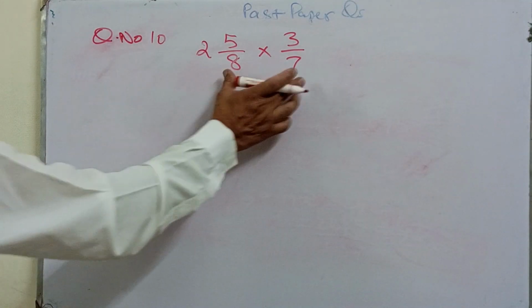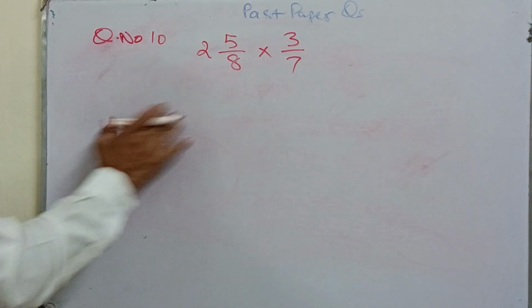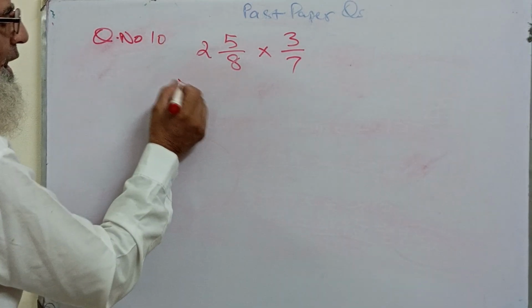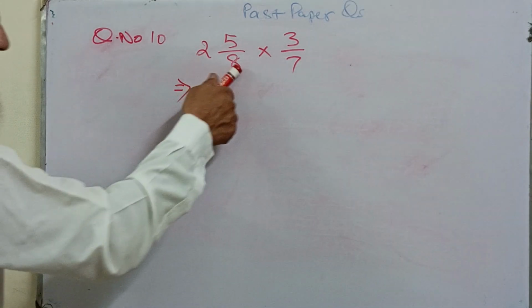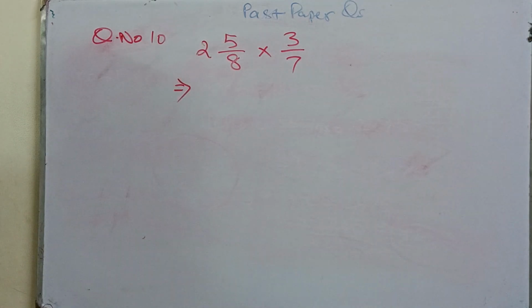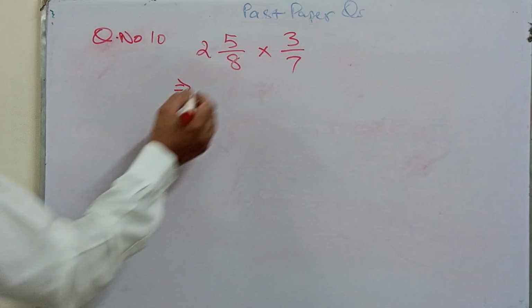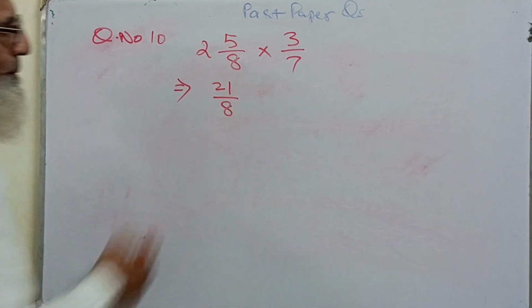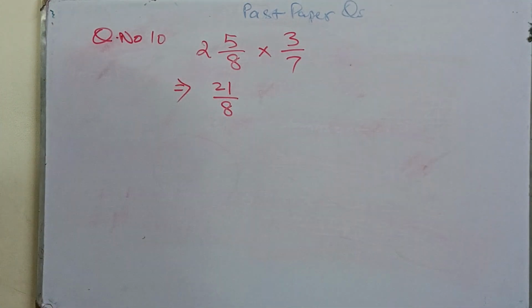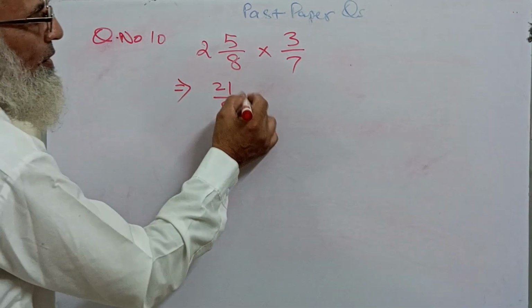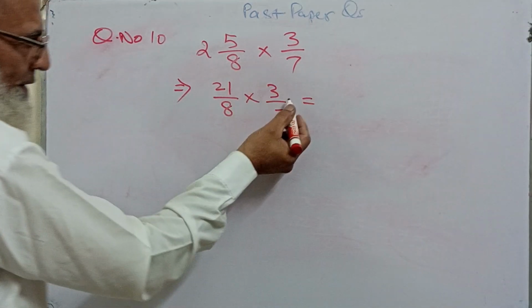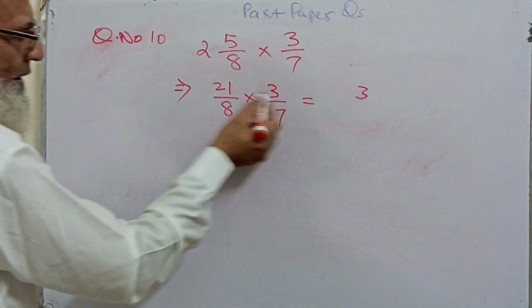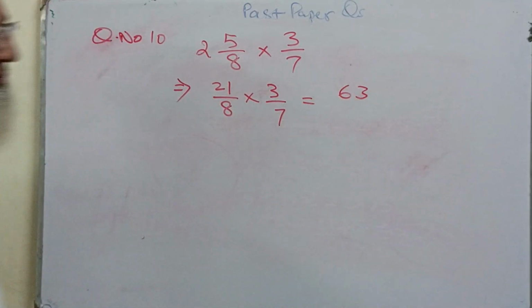Very simple. Again, there are two ways. Just hide this and solve this, or you can convert this. I am going to convert. This is the conventional way. 8 times 2 is 16, 16 added with 5 is 21 upon 8. Again, 2, 8 times 16, 16 plus 5 is 21, and it is written here 7. So 3, 1 times 3, 3, 2 times 6, 63.